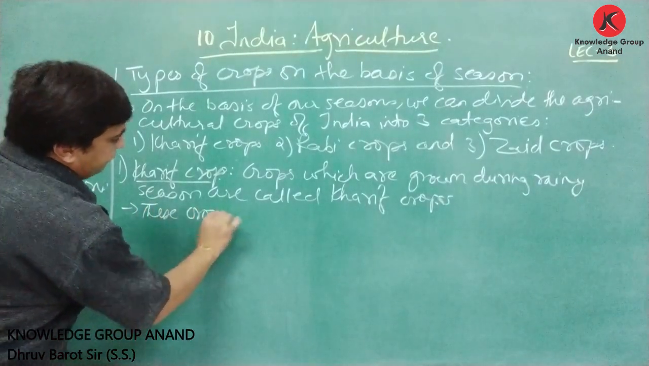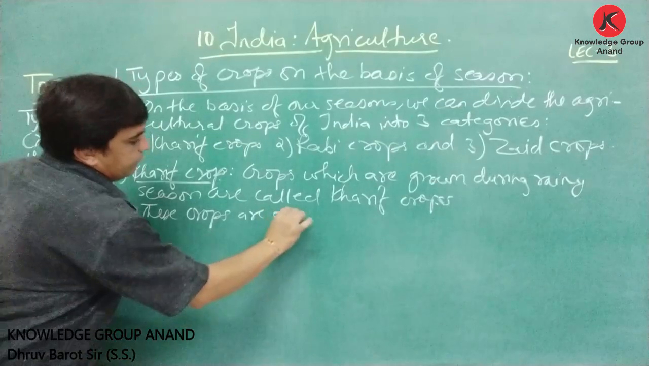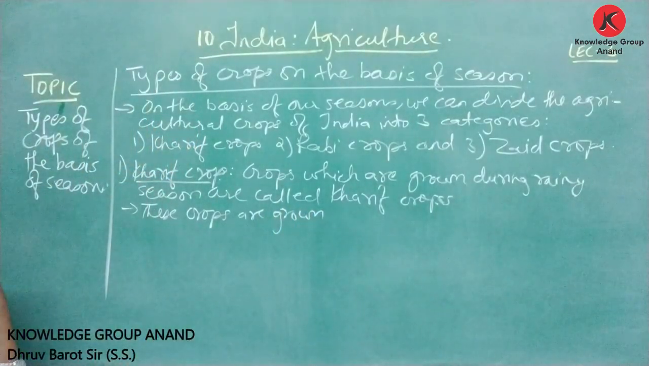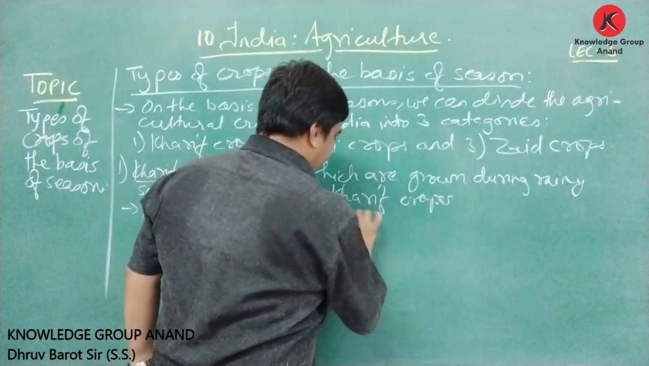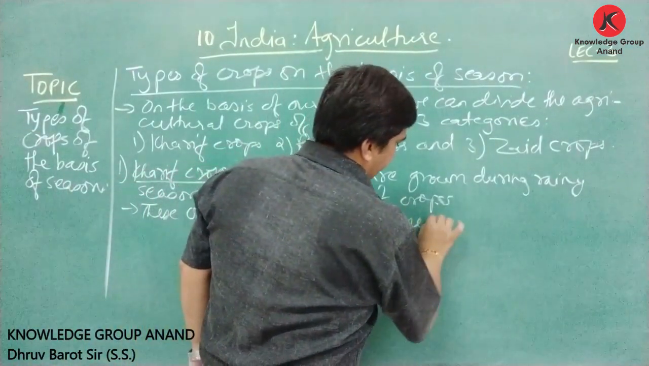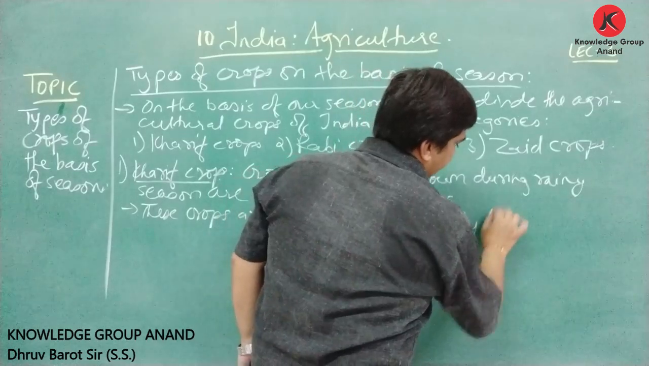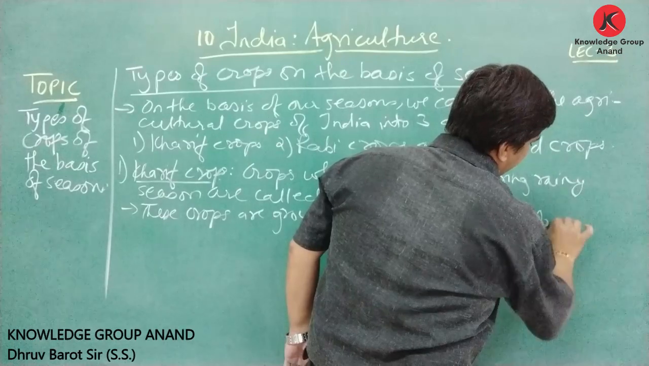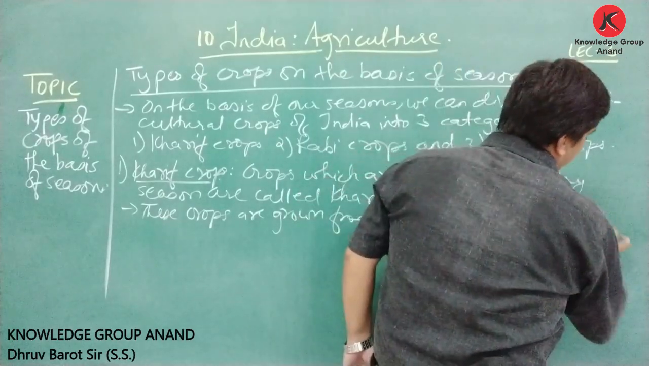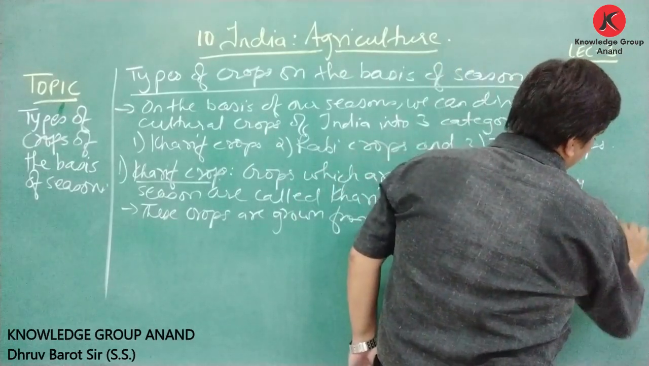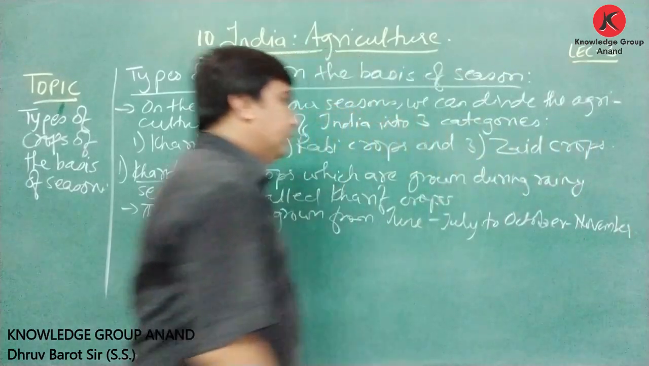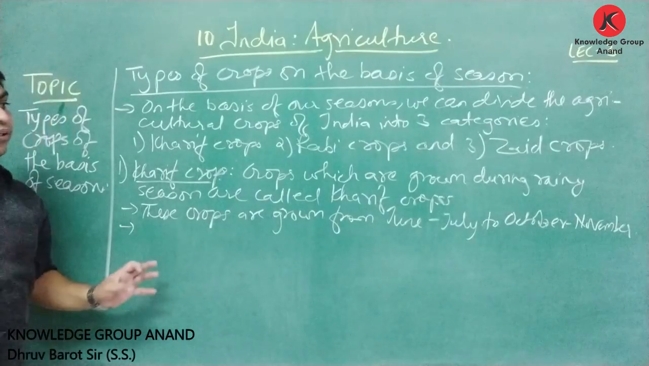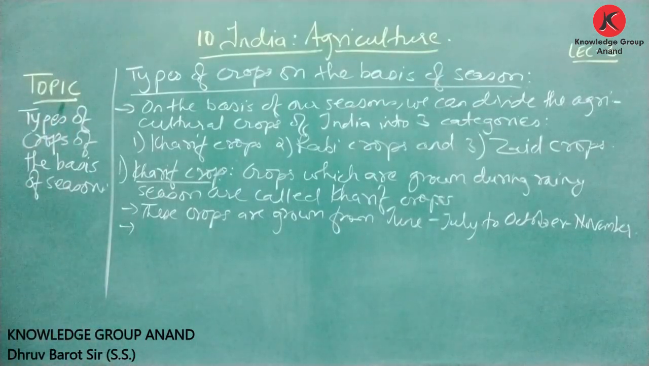These crops are grown from June, July to October, November. These crops are grown from the month of June, July to October, November.